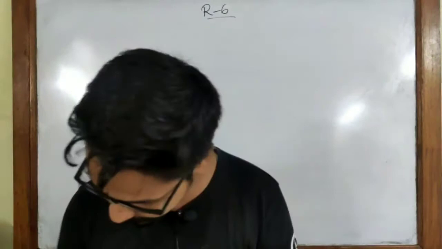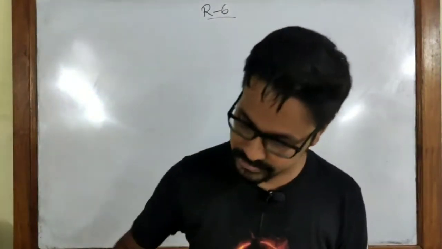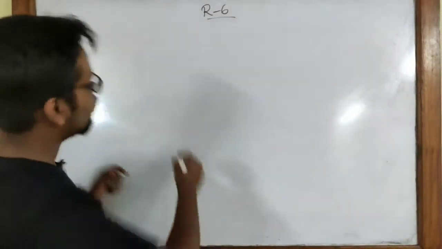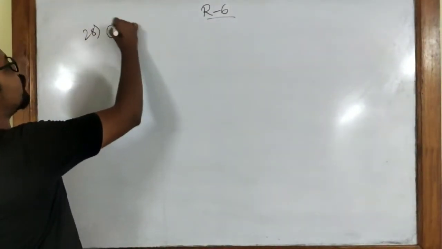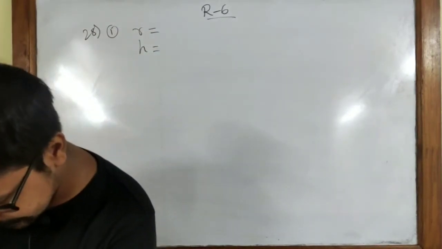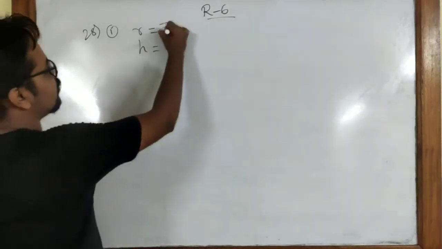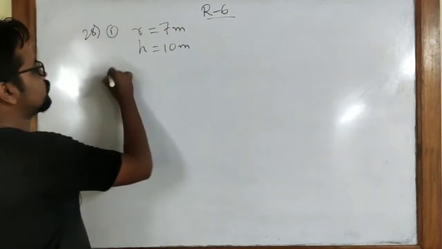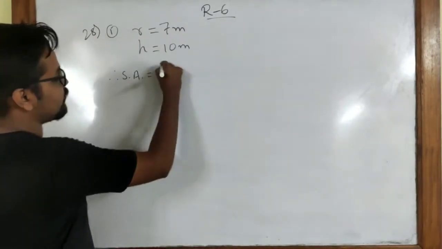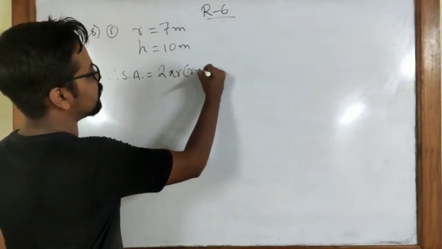We have to find the surface area of the cylinder whose radius of base is given, and the height is given. So everything is given. Just put it in the formula. So surface area of cylinder, 28 1. What is the radius and what is the height? Radius is given as 7 meter. Height is given as 10 meter. So therefore surface area will be twice pi r into r plus h, right? Twice pi r into r plus h.